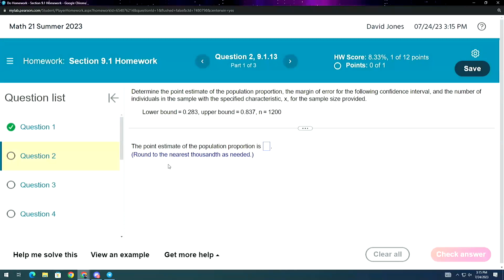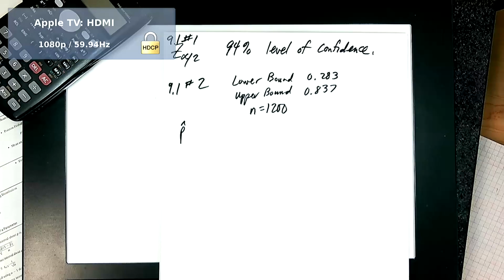9.1, number 2. It tells me my lower bound is 0.283. My upper bound is 0.837. And it gives me n equals 1200. And it asks me for the point estimate, which is my p hat.